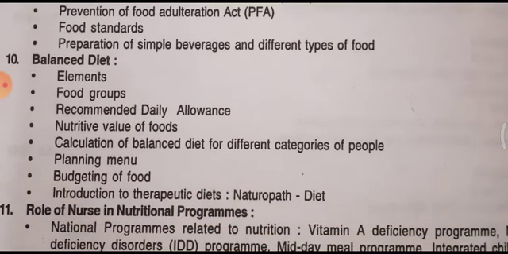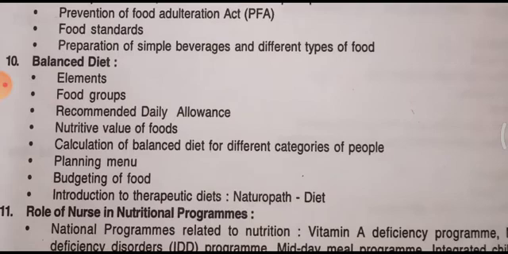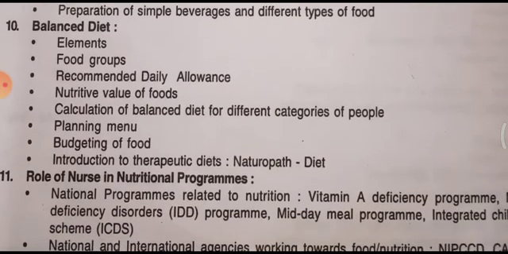Preparation of simple beverages, one should know how to prepare food items starting with coffee, tea, and other things, that is going to be discussed in the preparation of various types of beverages and types of food, soft food, light food, etc. So chapter 10 deals with balanced diet.